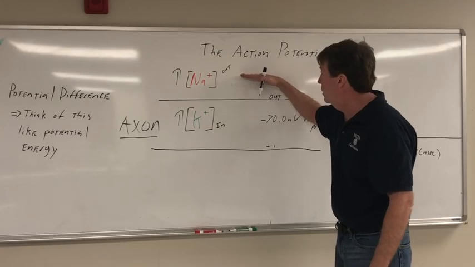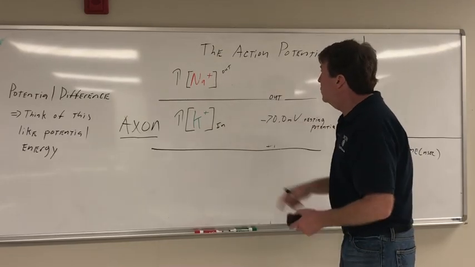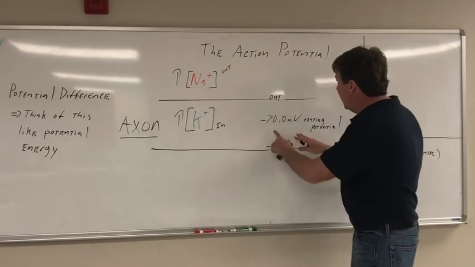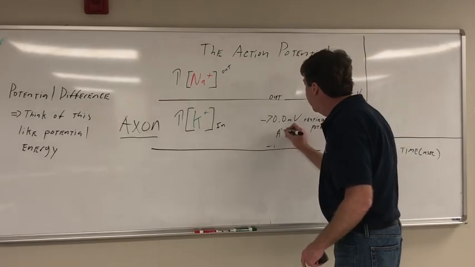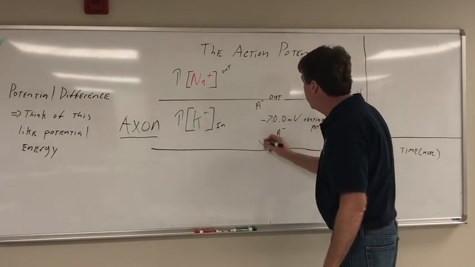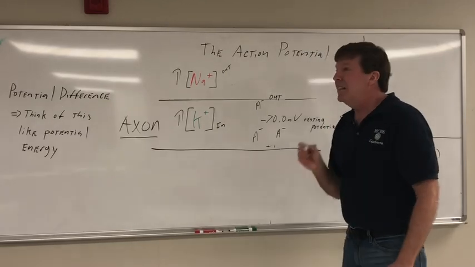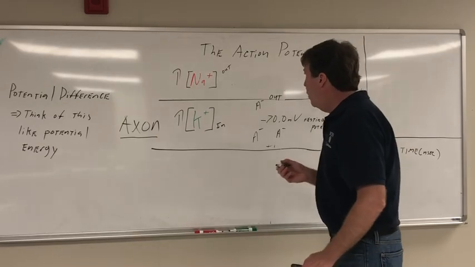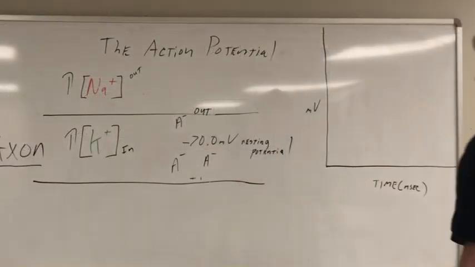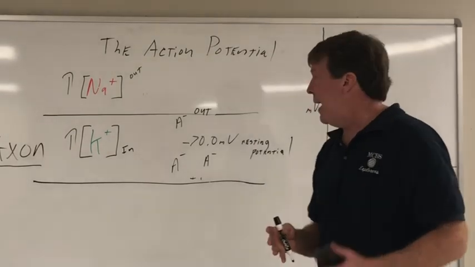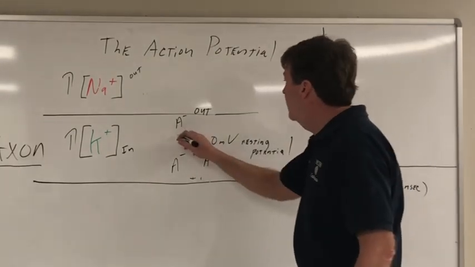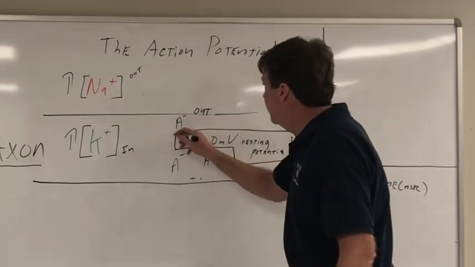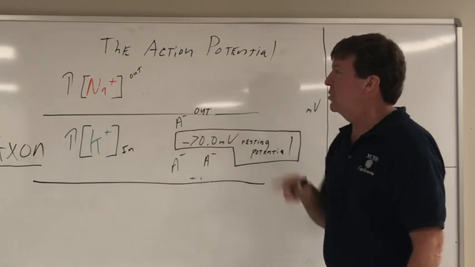So that's important. Well, let's remember we have high sodium here, we have high potassium on the inside, plus we have these negatively charged anions scattered throughout here. What exactly is going to be happening in an action potential? So again, what we have here is a negative 70 millivolt resting potential. This negative 70 is compared to the outside.